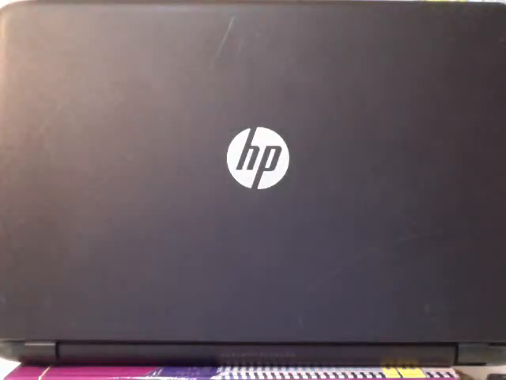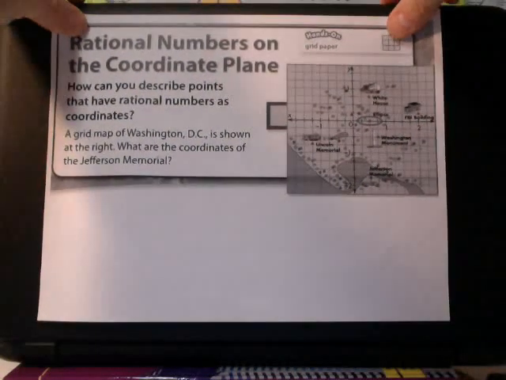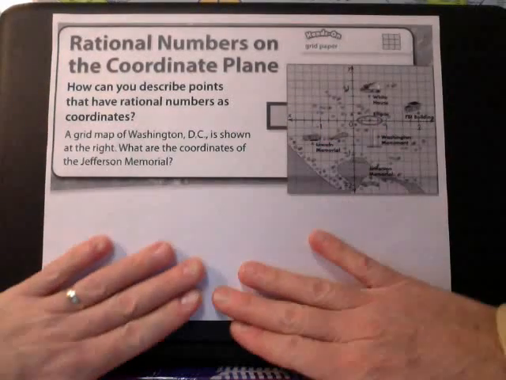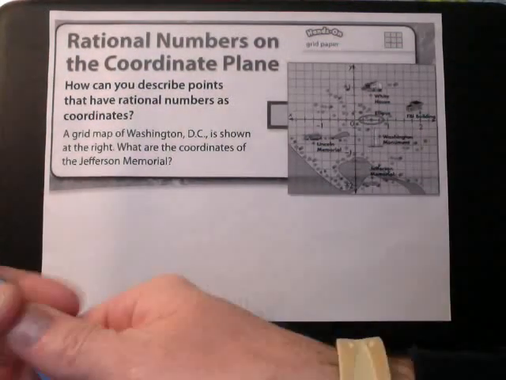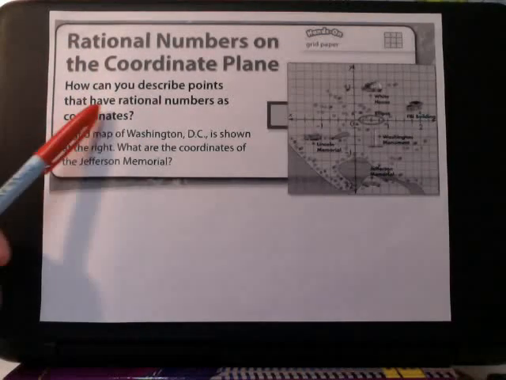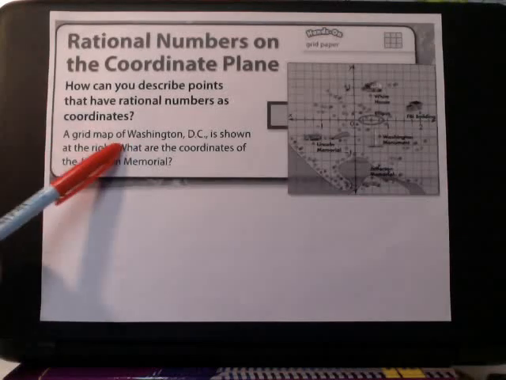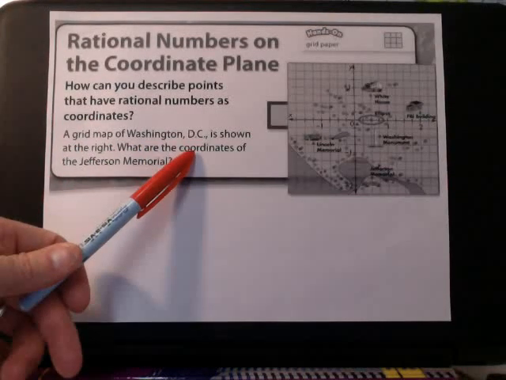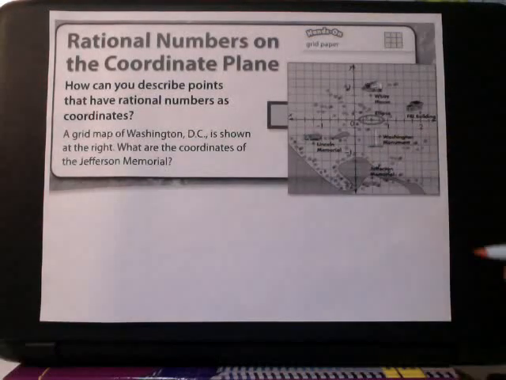Now let's take a look at what the book actually has to say. The book starts us off with some examples, and it says, how can you describe points that have rational numbers as coordinates? A grid map of Washington, D.C. is shown at the right. What are the coordinates of the Jefferson Memorial?